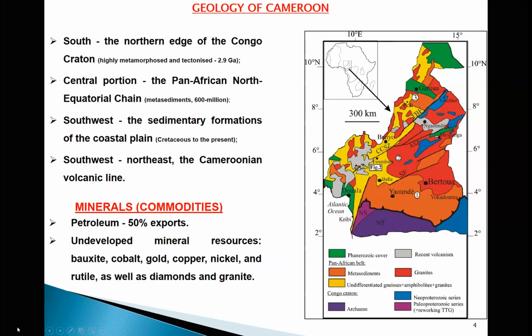Before I zoom in on the Ntem complex, which is the topic of discussion, I just want to highlight some of the minerals that are considered slightly or mostly untapped in Cameroon. It includes bauxite, cobalt, gold, copper, nickel, rutile. And as I said, petroleum has been Cameroon's major export for many, many decades. There is a shift now to try and explore more of hard minerals.